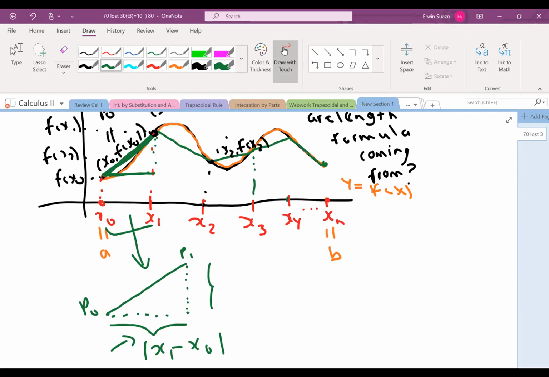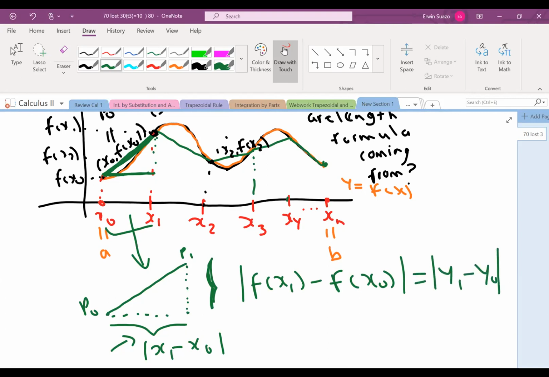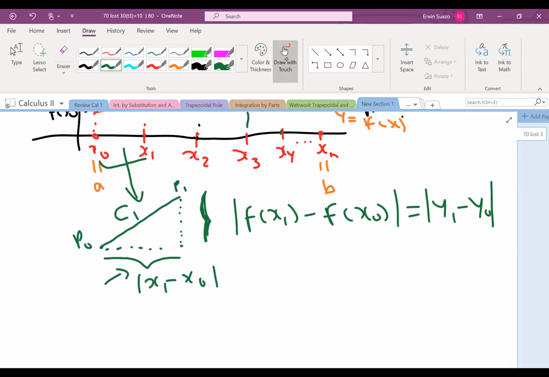So what is the vertical one? What is this one? f of x1 minus f of x0. Yes, correct. So this will be f of x1 minus f of x0, or I could call it y1 minus y0. Absolute value, right? Absolute value of y1 minus y0. So what is this distance? Let's call it C1 to use Pythagoras theorem. What will be C1? So C1 will be what? Let's use Pythagoras theorem. C1 squared equals?